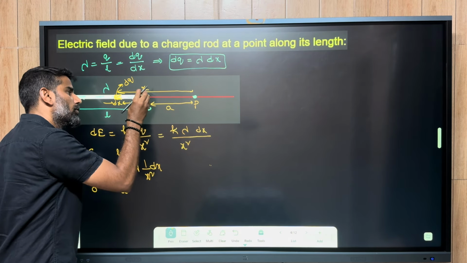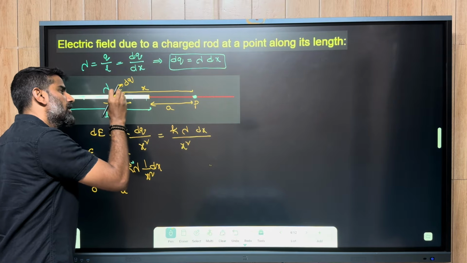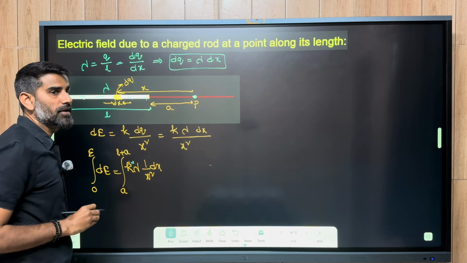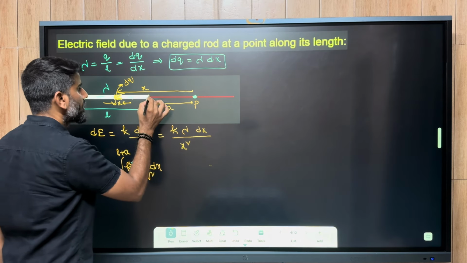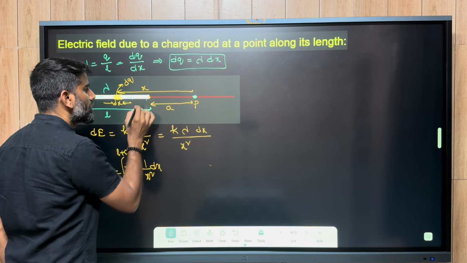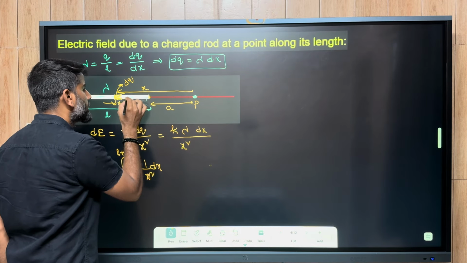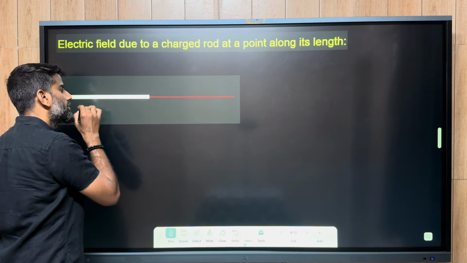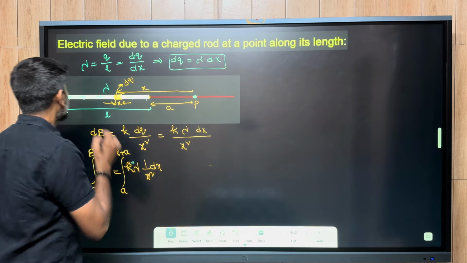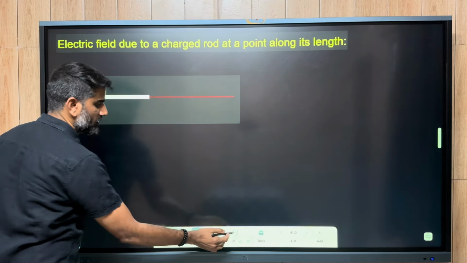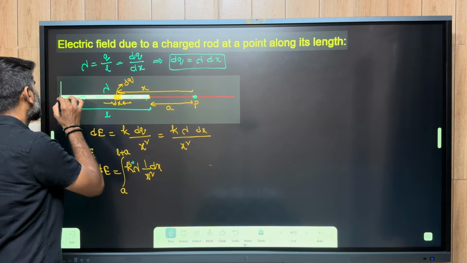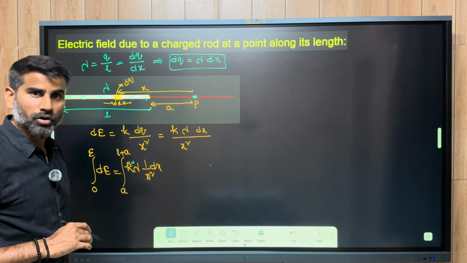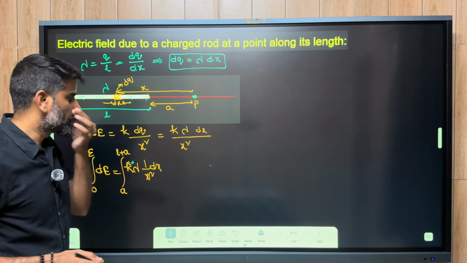As I'm adding all the elements, the electric field keeps on increasing, which will be considerable at this point. At this point the field is 0, at this point the field is something, at this point the field is increased, at this point further increased, even more increased, and at this point the field is maximum. Okay, this is how integration works, right?